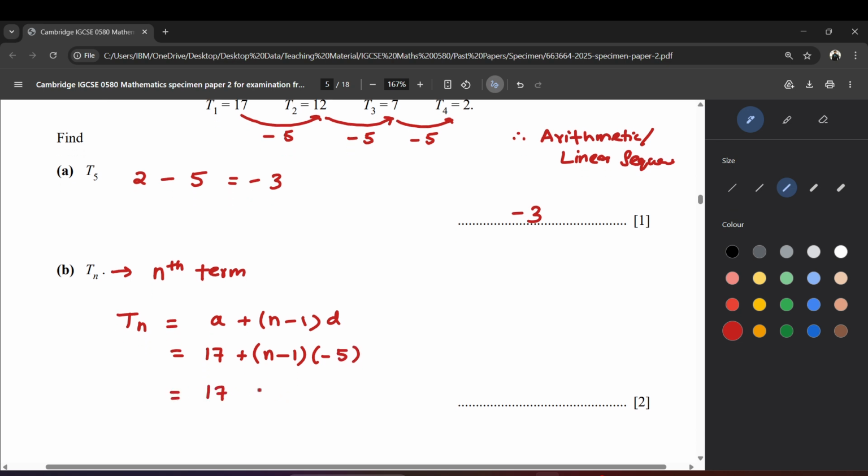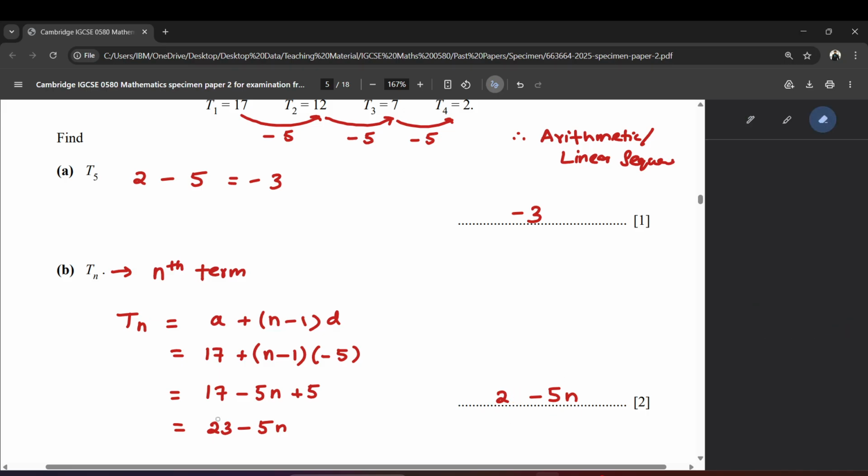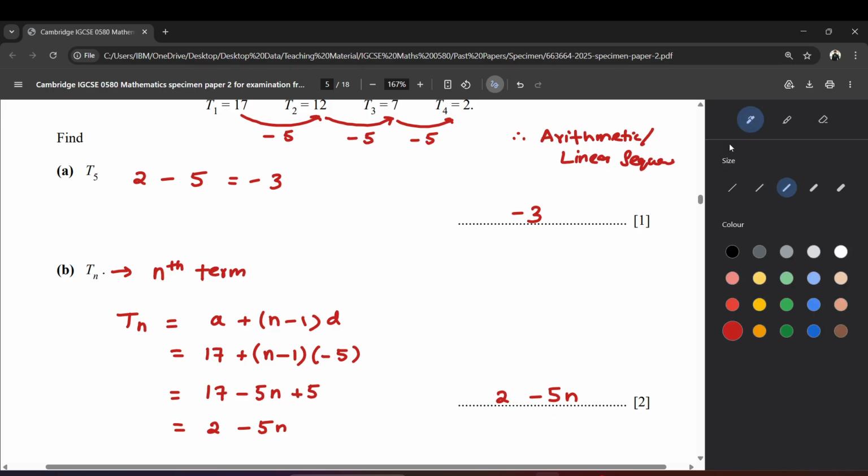So now this is 17 minus 5 times n, that will be minus 5n, minus 5 times minus 1, that will be plus 5. So 17 plus 5, that will be 23 minus 5n. So this is your nth term. Oh, sorry, my bad. 17 plus 5 is 22. So this is 22 minus 5n.